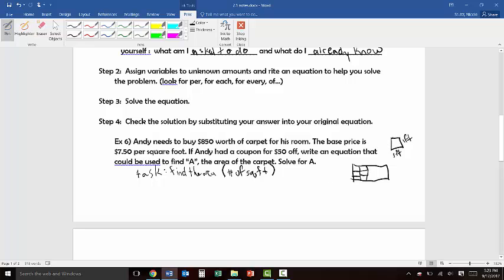So he's going to pay $7.50 for one of those squares. Some kids think they have to do $7.50 squared, and that is a totally different context. That's not what square foot means.